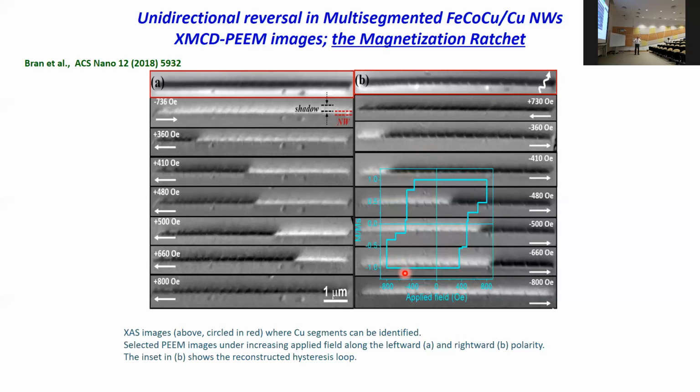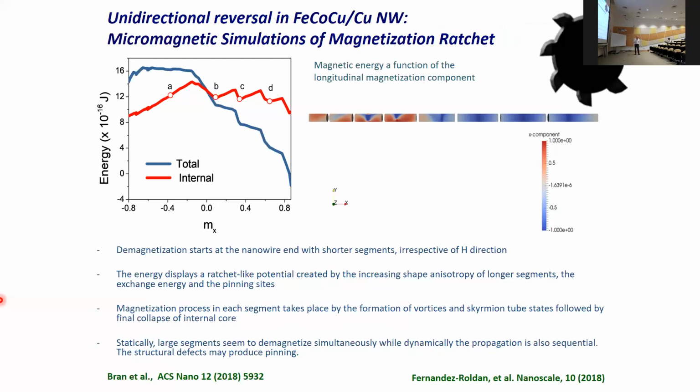And what is interesting, and I want to emphasize, is that the reversal starts always at this end with smaller segments. So we observe what we have called magnetization ratchet, because the reversal proceeds always from the left to the right. This is interesting for some applications like in racetrack memory, although it is still far from direct application. So the interpretation of this magnetization ratchet has been done by micromagnetic simulations.